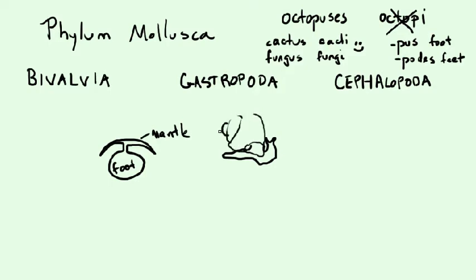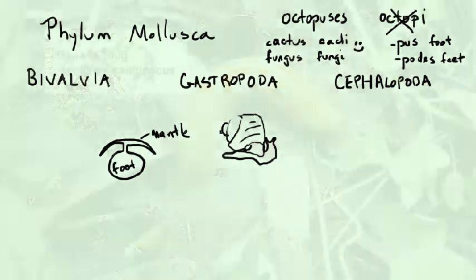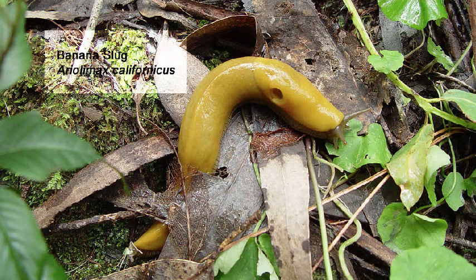In the case of a snail, the mantle secretes a shell. But in a slug, the mantle sits over the foot like a trim little waistcoat, as seen in this banana slug. The term gastropod means stomach foot for the way that the foot is mostly the belly that the animal crawls upon.